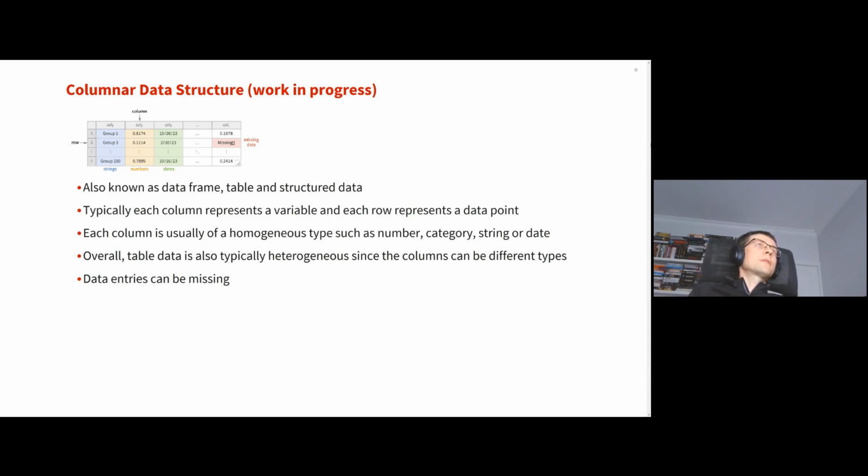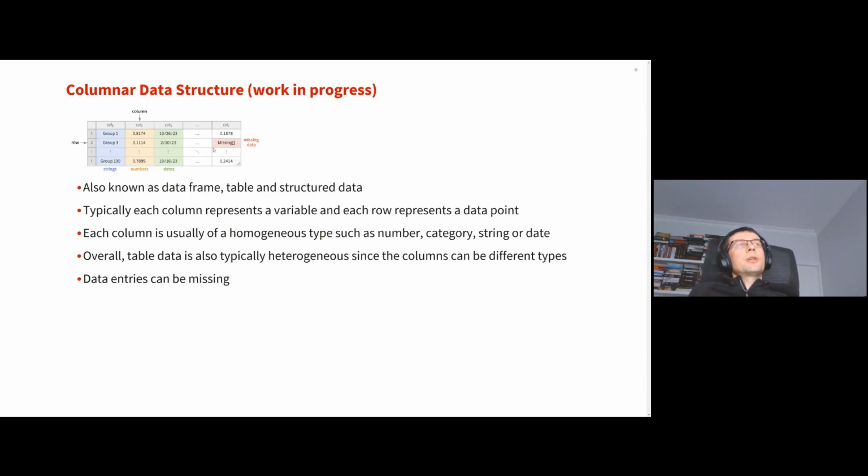Other names for that structure is data frame, table, or structured data. So from this illustration, you might be familiar basically with the spreadsheet table. So here we have that each column typically represents the variable, and in each row we have a data point. There could be cells with the missing data.